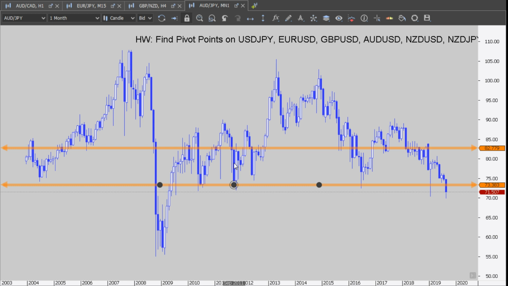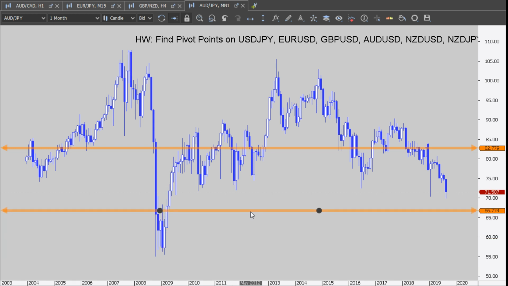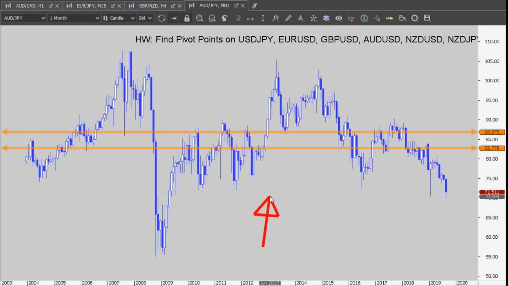I'm going to do it again. I'm going to draw a horizontal line and I'm going to move it up, up, up. So this is one. Let me see if I can find another one. Bam. This is the second pivot point, right? Because the market hit this line, this area, from the downside up in here, but also from the upside down in here, right? Here it went through, downside up.